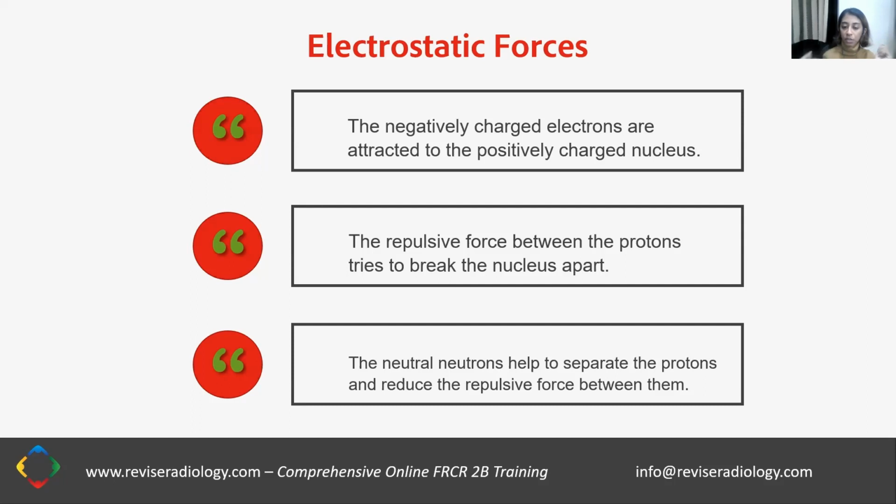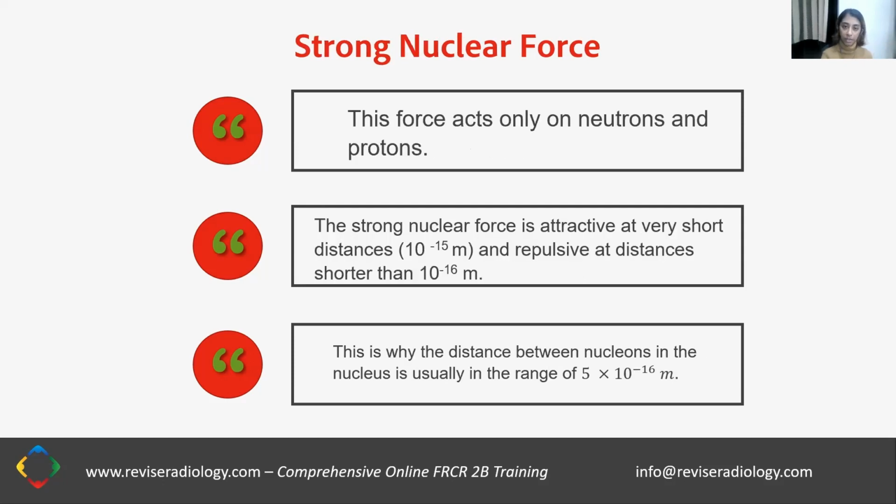So the presence of the neutrons within the nucleus actually helps to separate the protons and creates a little bit of stability. But the main force which contributes to the stability of the nucleus is the strong nuclear force. This strong nuclear force acts only on neutrons and protons. It is attractive at very short distances, in the range of 10 to the power minus 15 meter, that's a femtometer, and repulsive at distances shorter than that.